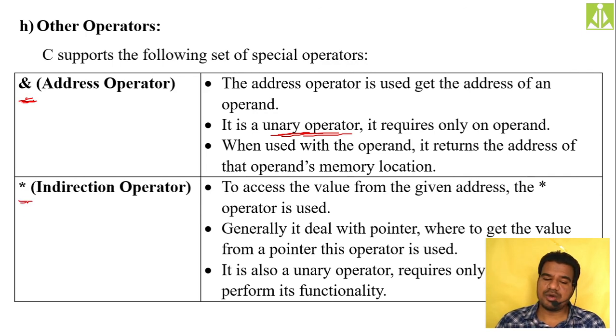This indirection operator is the same symbol as your multiplication operator, isn't it? But this is the second use of the asterisk symbol, to indirect a given value. So this ampersand, the address operator, and this asterisk, the indirection operator, we will discuss in the pointers concept. When we do pointers, there you will understand the address operator and indirection operator.